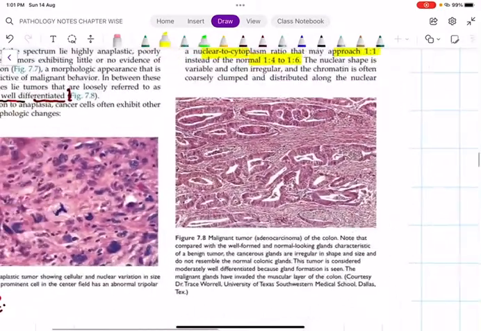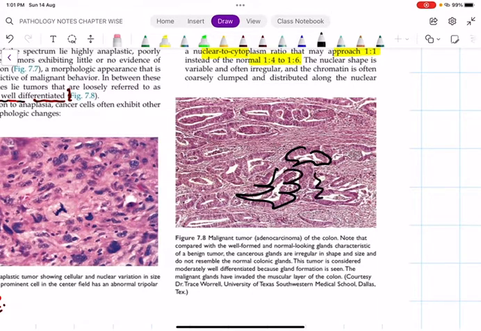So this is a malignant tumor, an adenocarcinoma of the colon. You can see here the glands, I am drawing with black color, are irregular in shape. These are irregularly shaped glands. They don't resemble the normal colonic glands. But you can see that gland formation is there. So I can say this is moderately differentiated.